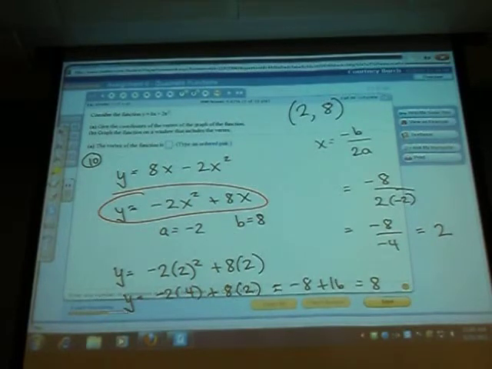Okay, I also know that, should this be concave up or concave down? Concave down. So I'm going to pick the graph. When it asks me to pick a graph, I'm going to pick the graph that has the vertex at 2, 8, and I'm going to pick the one that's concave down. And I should be able to eliminate all but one of them.